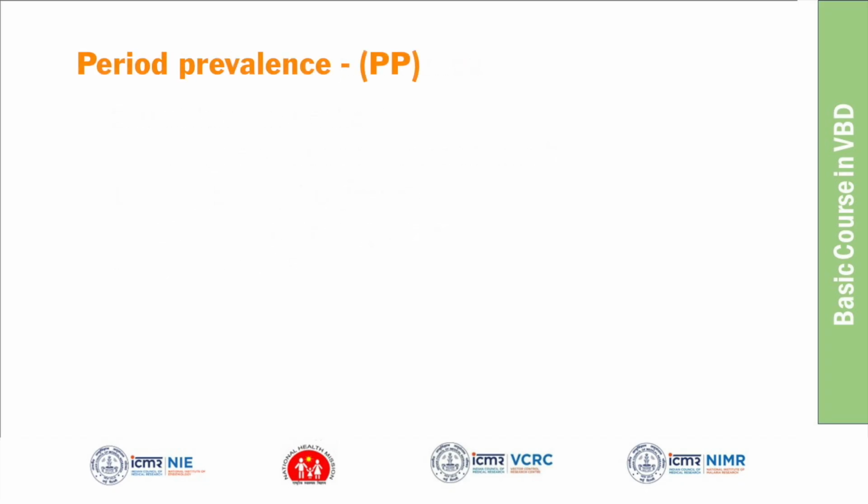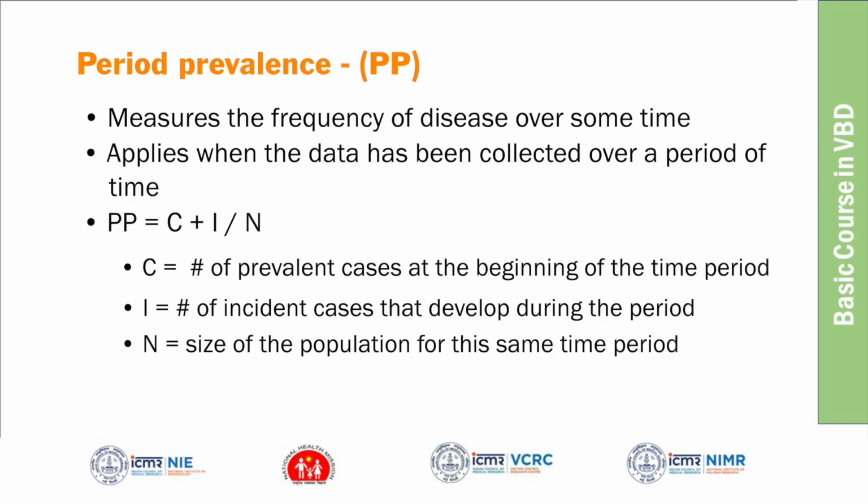Now we move to another concept, which is called period prevalence. Period prevalence is not an often used measure in epidemiology, but in some cases you may be using it. Period prevalence measures frequency of disease over time. I'm sure Dr. Manikam has talked to you a little bit about study designs, and there are further classes where they will talk about more study designs. But period prevalence cannot be arrived at from a cross-sectional study. For period prevalence, you need follow-up data, so this applies when you have data collected over a period of time.